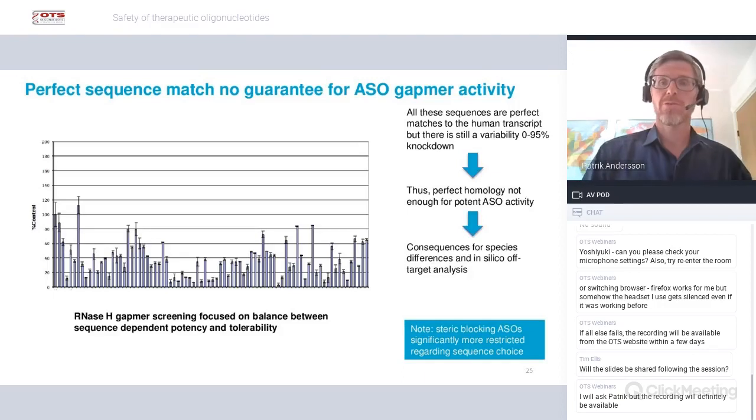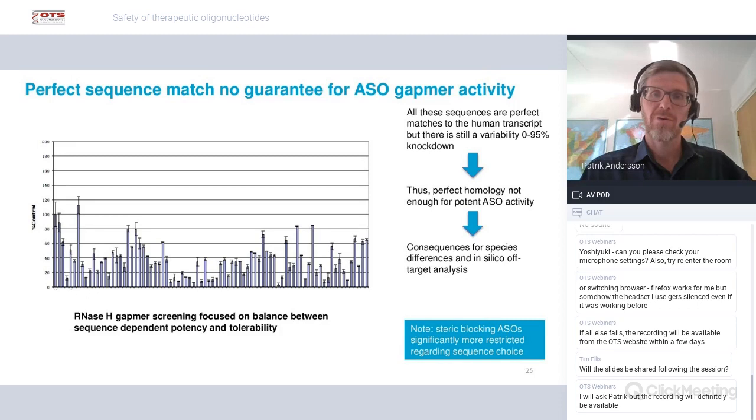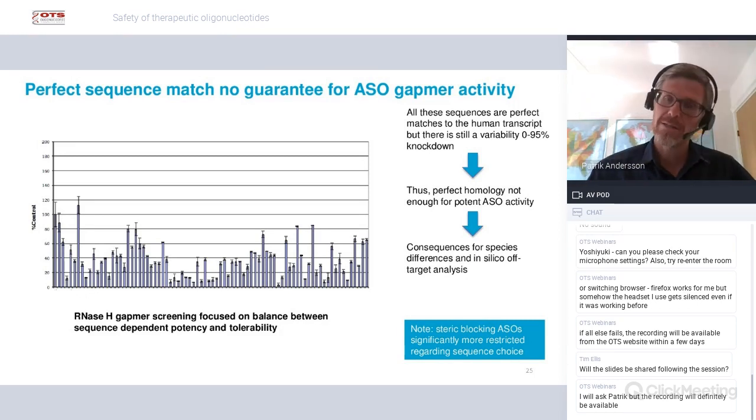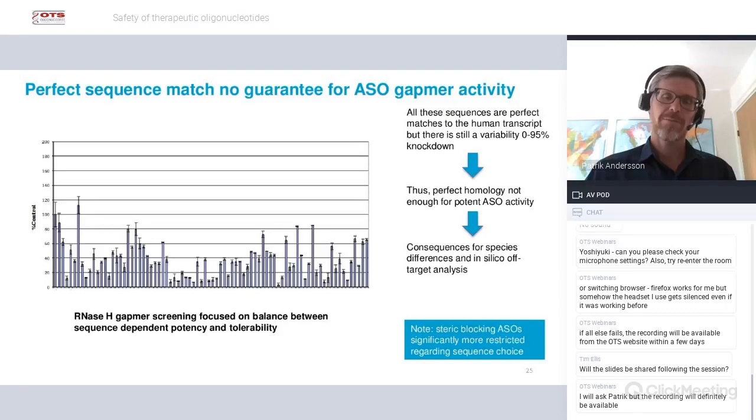But it also has a consequence for species differences and also for in silico off-target analysis. In my experience with ASOs, sometimes you can have good potency cross-reactivity between monkey and human, but rarely, though there are some examples, good potency on both the human and the rodent target RNA.